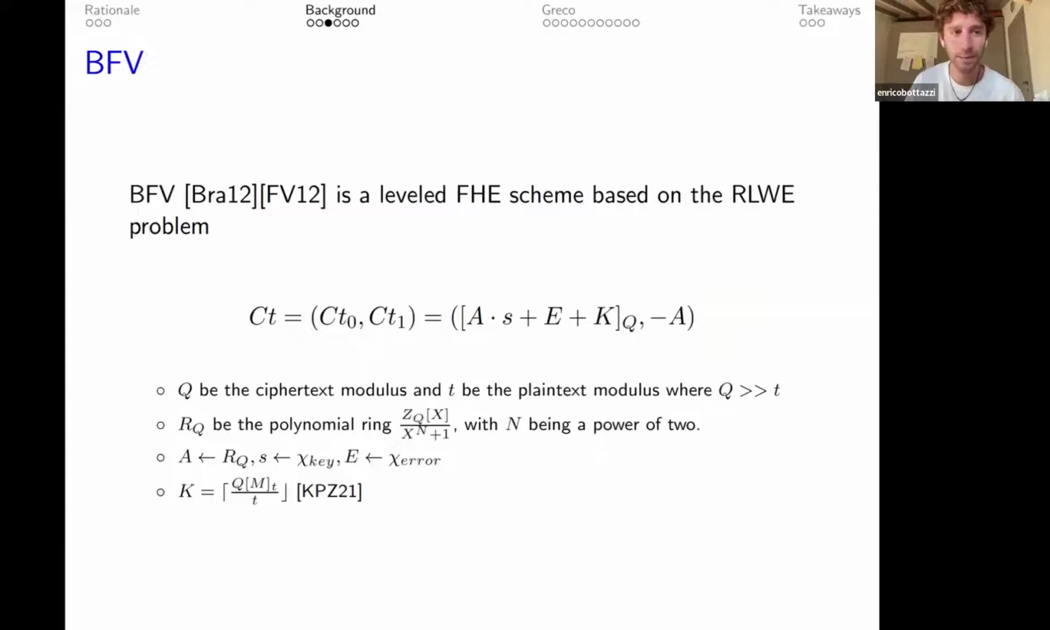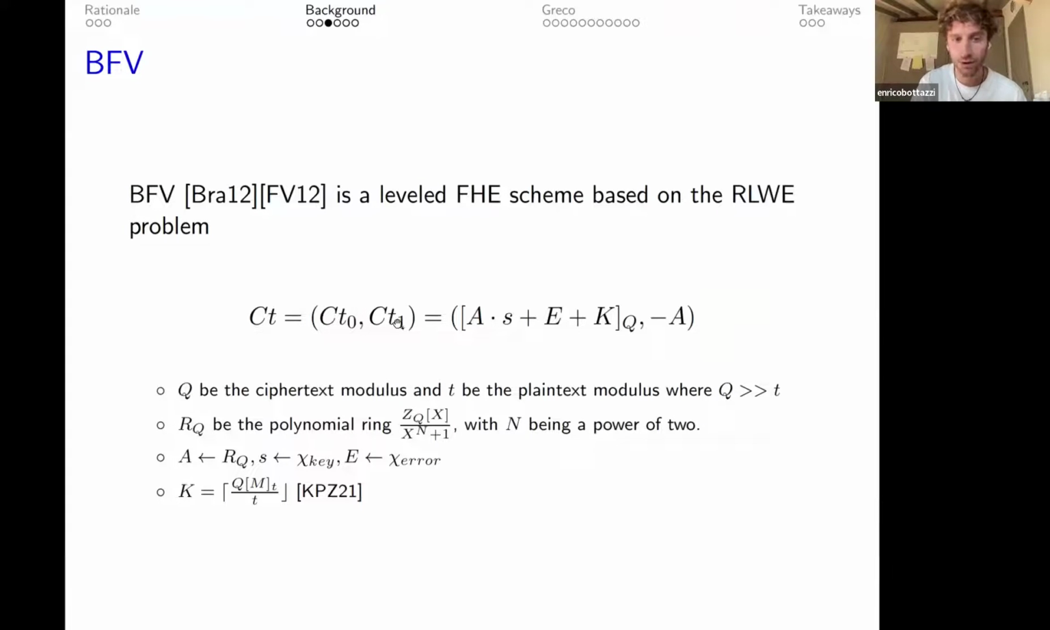We're going to explain also a bit about BFV, which is the scheme that we're using to showcase Greco. BFV is a leveled scheme. When we say leveled, we mean that we need to know in advance the depth of our circuit, and we need to set the parameters accordingly. So we cannot just perform operations forever, compared to other schemes that support faster bootstrapping.